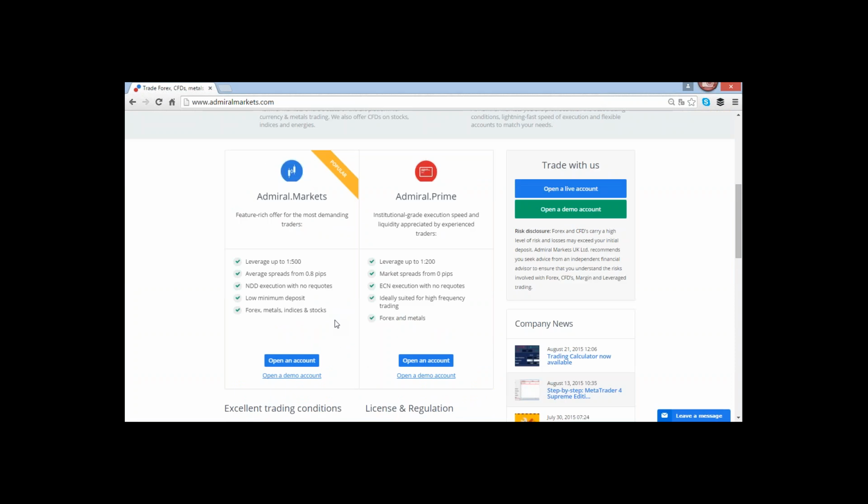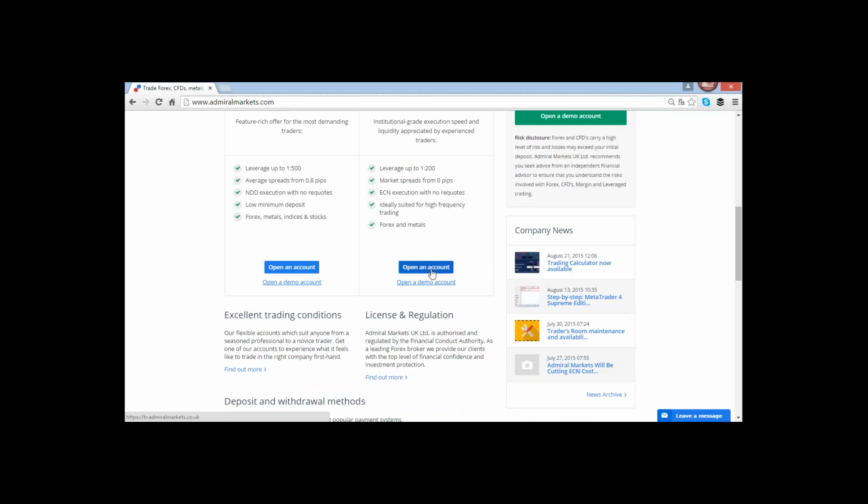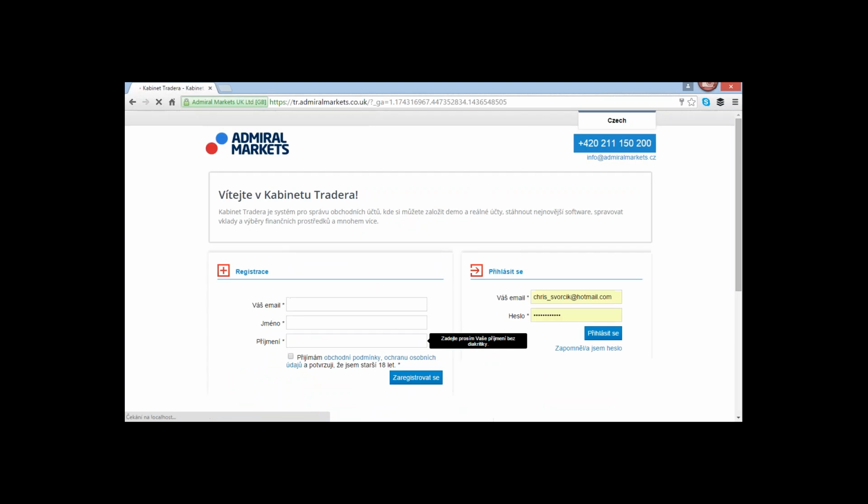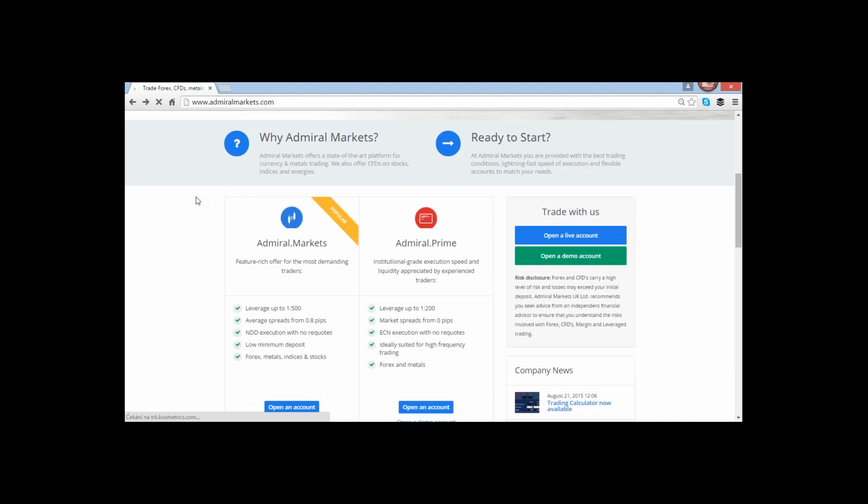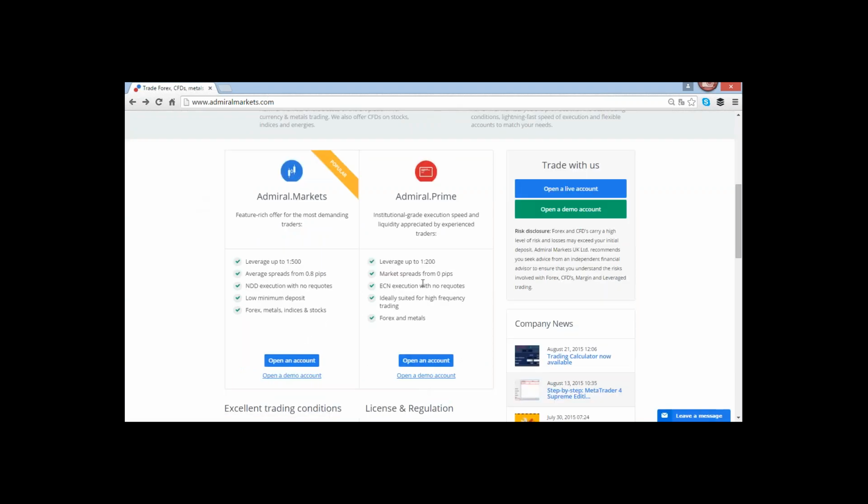Let's see. Here you can find a bit more information. Here you can see that this particular package is NDD and here's ECN. So if you want to know a bit more about ECN, you can find out here, probably on one of these links. Let's try this one. No, that brings you to a login. But anyhow, your question was if they are. So here you can see they are indeed. This one is ECN execution.